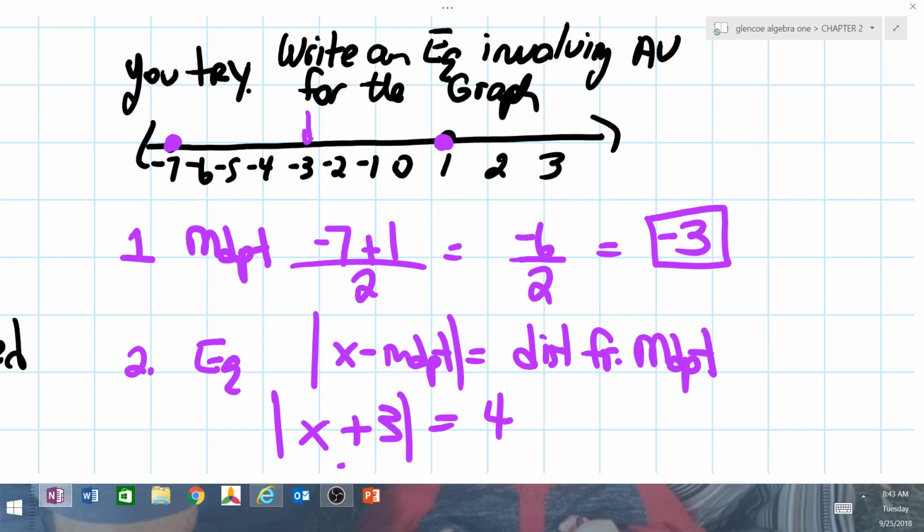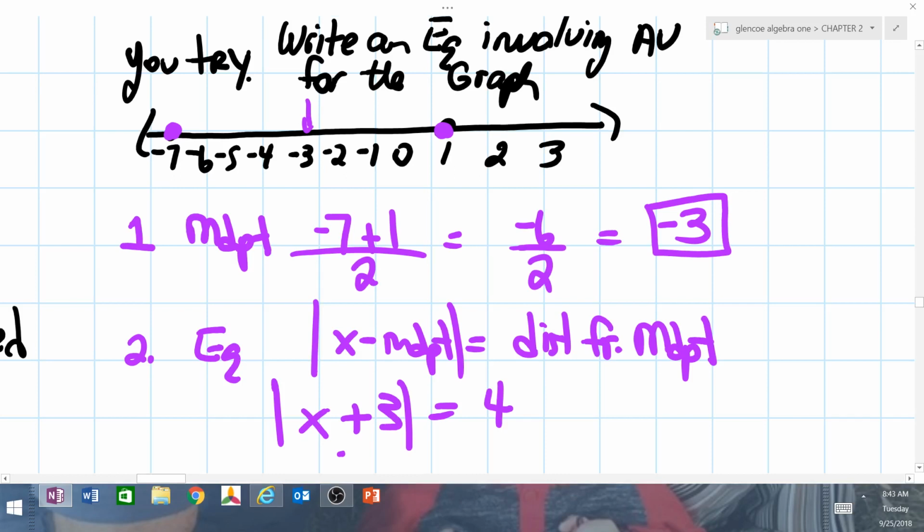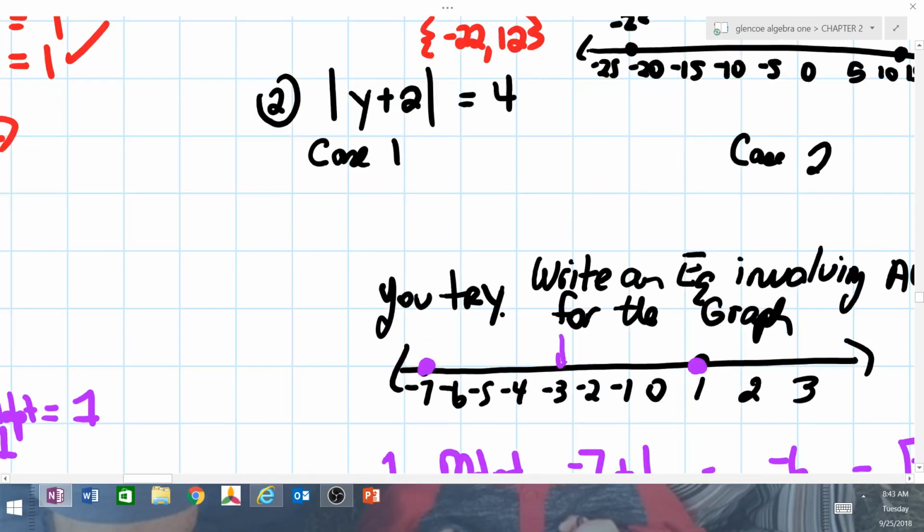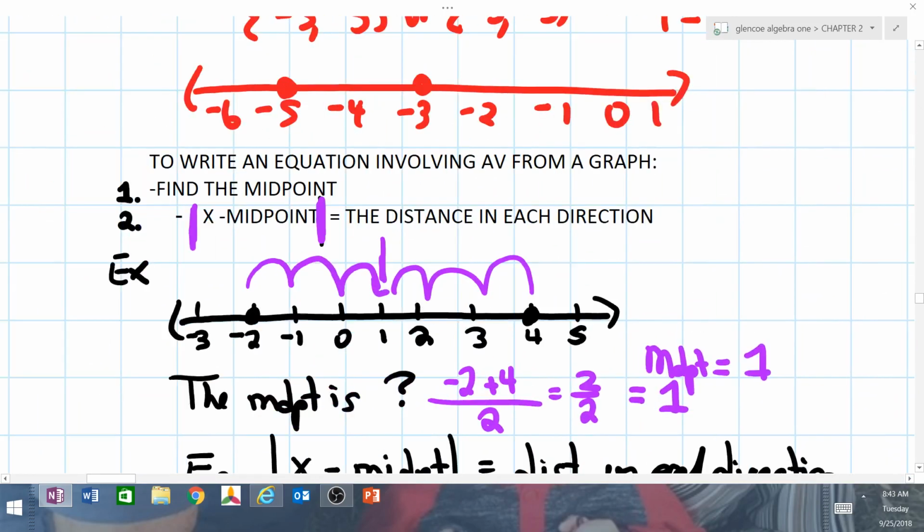Do we have an answer? Who would like to share their answer? Anybody? What did you get for your equation? Right here, yes. The absolute value of x plus 3 equals 4 is correct. Great job. Does anyone have a question on today's lesson? There are a couple of things that you need to memorize, so you need to make sure you memorize what you're going to do here to write an equation involving absolute value. You also need to memorize that there are 2 cases, yes?